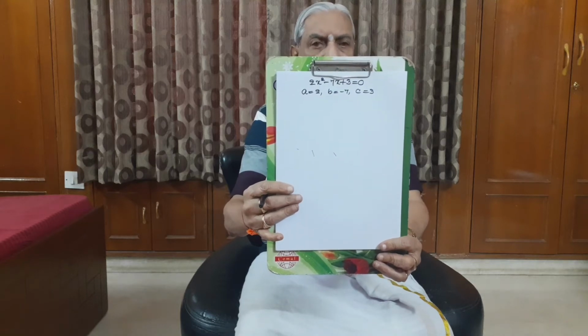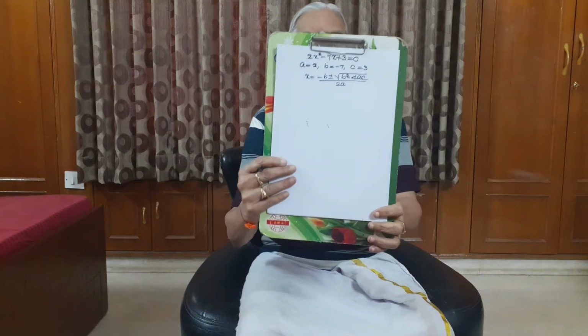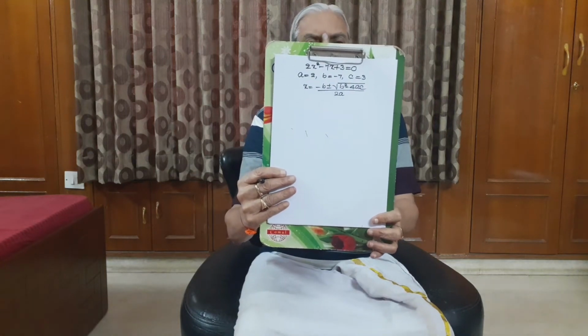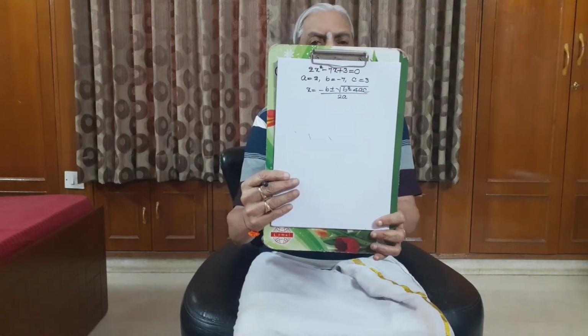And then the next step is to apply the formula. What is the formula there? x is equal to minus b plus or minus square root of b squared minus 4ac, whole divided by 2a. This is the formula that you have to write. And then apply for a, b and c.